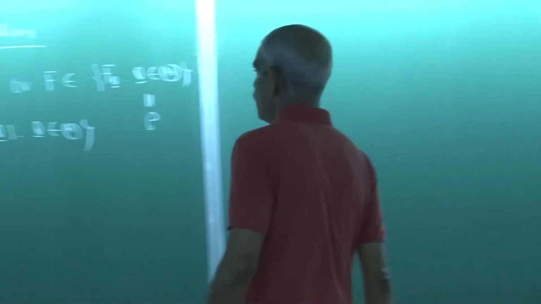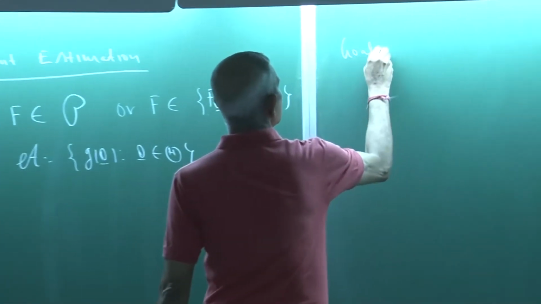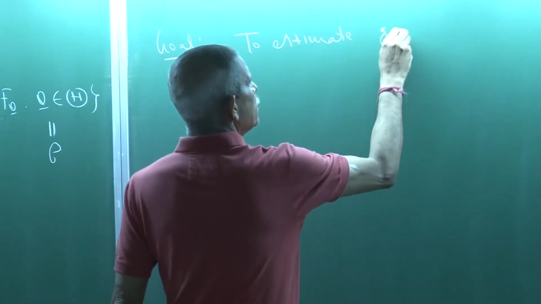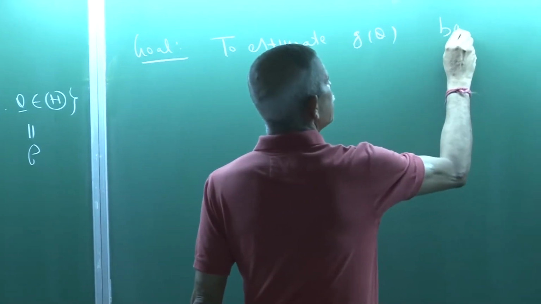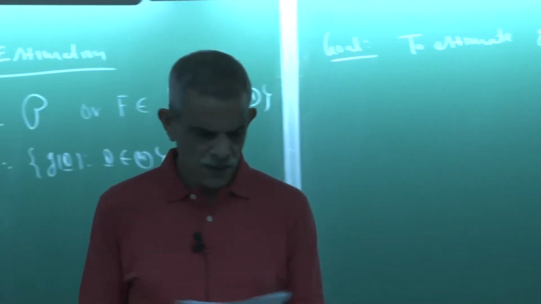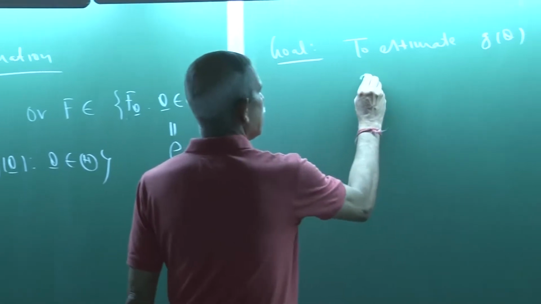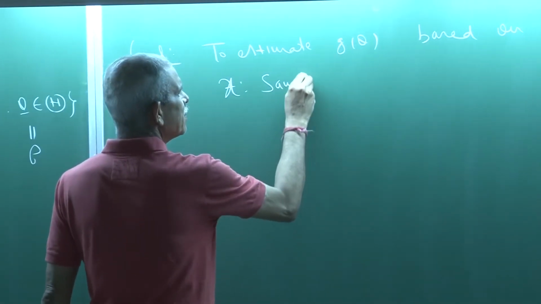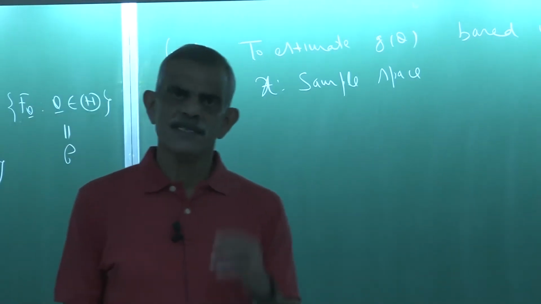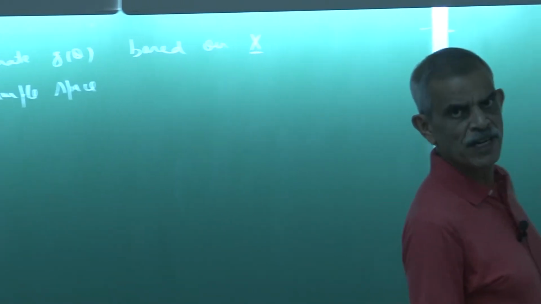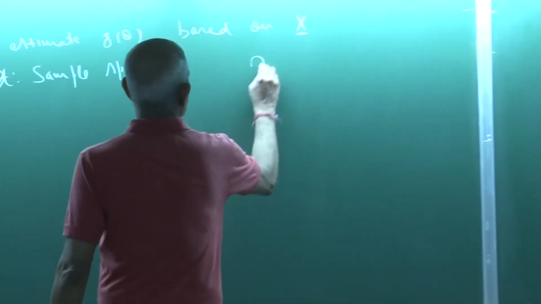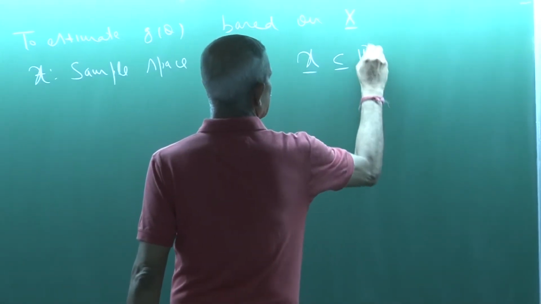So, my goal is to estimate g theta based on the data x. Let me call this chi the sample space. What is a sample space? Sample space is nothing but the space of possible values of the data, x equal to x1, x2, xn. So, this would normally be a subset of n dimensional Euclidean space Rn.